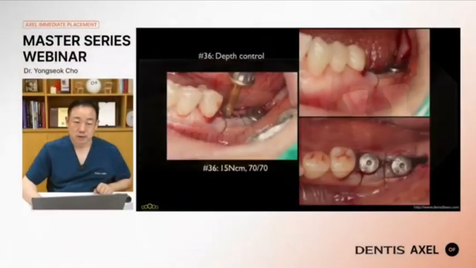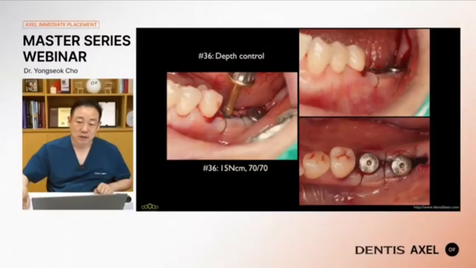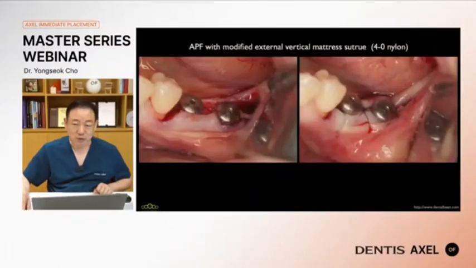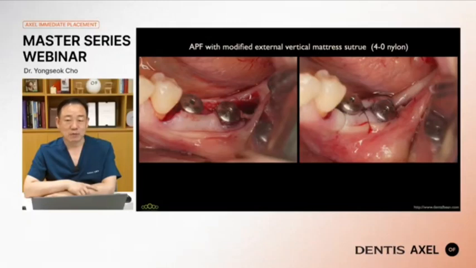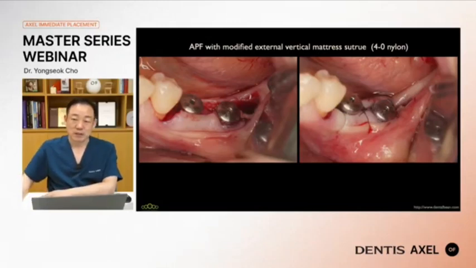However, after the operation, I found the depth of the first molar implant looks not so good, like this. As you see in this picture, before suturing, depth looks not bad. However, after suturing, look at this. Number 37 is 4 millimeter deep. However, look at number 36, it is less than 4 millimeter, about 3 to 3.5 millimeter.